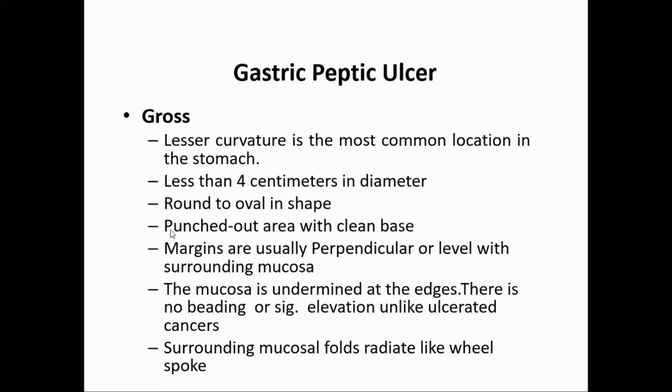Similarly, the duodenal peptic ulcer is like this. But a duodenal peptic ulcer never undergoes malignancy, so we are not much concerned about whether it is large or small, but generally it is small. So this is the morphology of gastric peptic ulcer you should know.